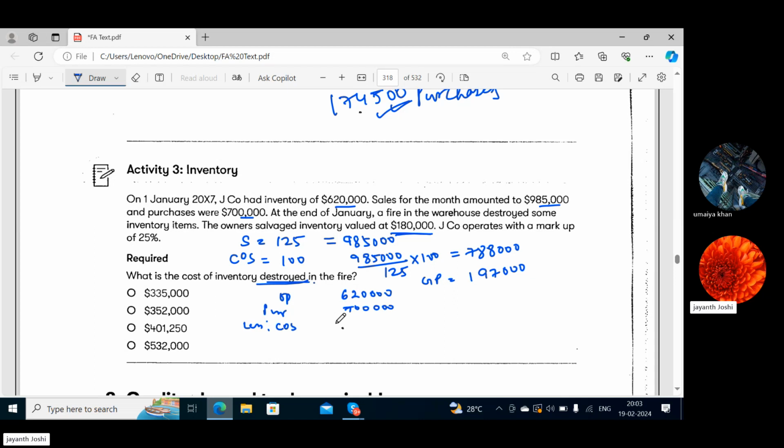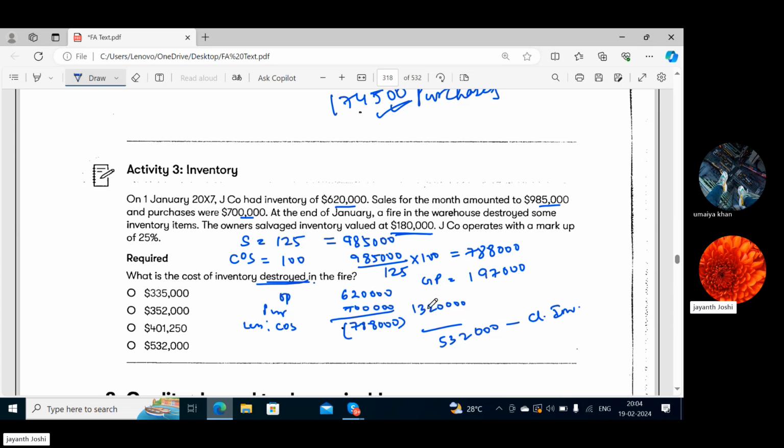Plus cost of sales, which we have found, that is 788,000. Now add this to the figure of opening inventory plus purchases, that is 1,320,000. From this, deduct cost of sales, 788, and we get 532,000. So what is this figure? This is closing inventory. Closing inventory should have been 532,000.